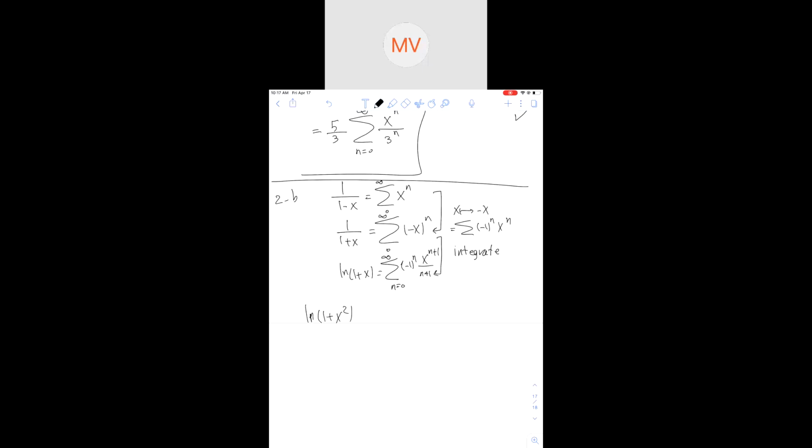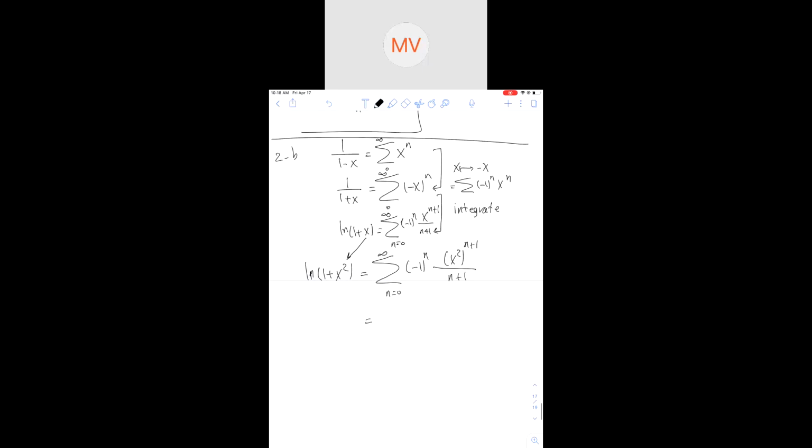Okay, now we can write out the one that we asked. We asked to find the power series. Well, simply replace x with x squared. So that'll be negative 1 to the n, x squared raised to n plus 1, over n plus 1, from 0 to infinity. Now, just simplify. So it's x raised to the 2n plus 2 over n plus 1, from 0 to infinity. That would be it.